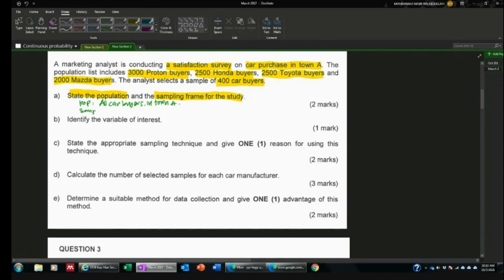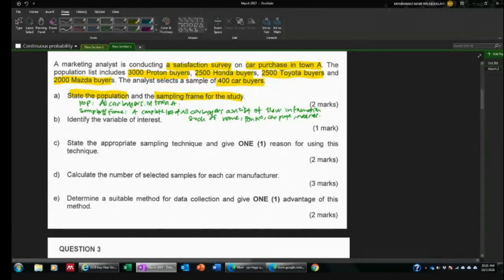For the sample, what is the sampling frame? Sampling frame is a complete list of all car buyers, consisting of their information such as name, phone number, car plate, address, right? Mention a few of them, no need to list too many.